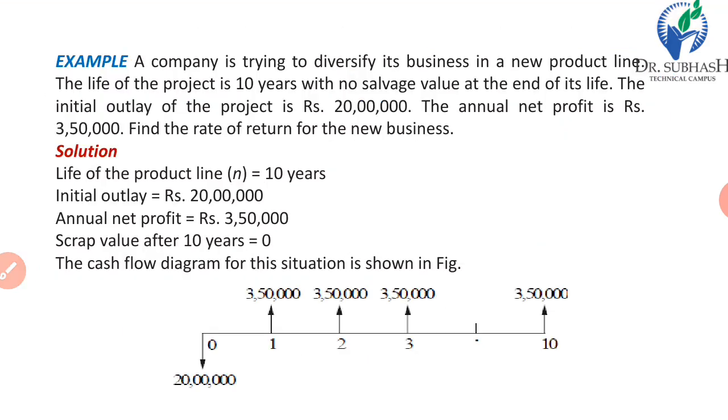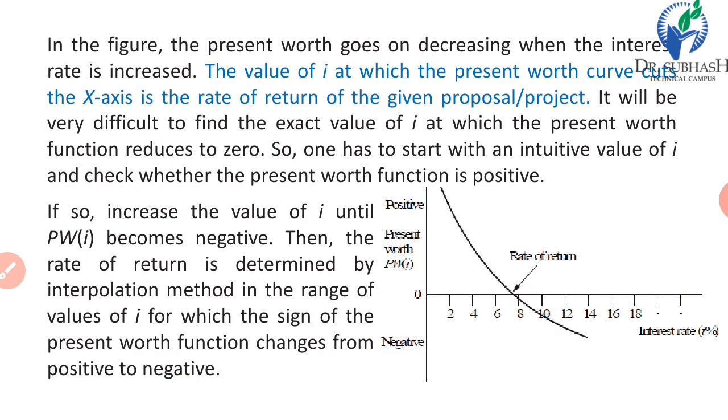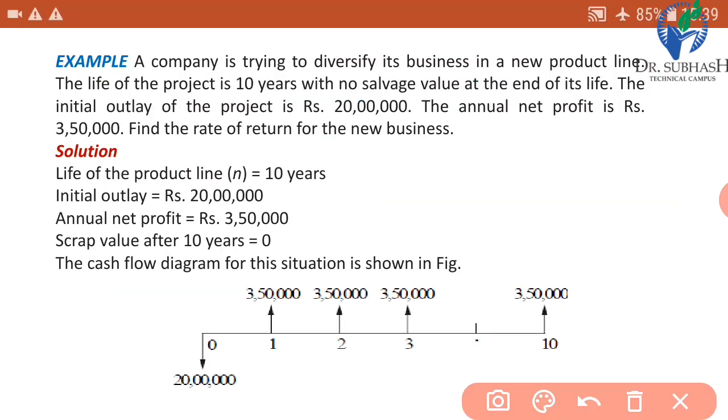Now we will see this method with an example. A company is trying to diversify its business into a new product line. The life of the project is 10 years with no salvage value at the end of its life. The initial outlay of the project is 20 lakh. The annual net profit is 3,50,000 rupees. Find the rate of return for the new business.